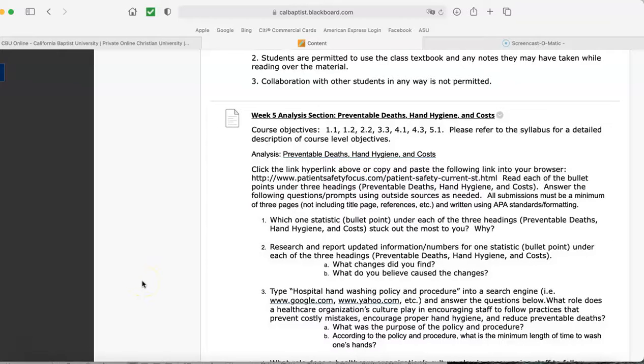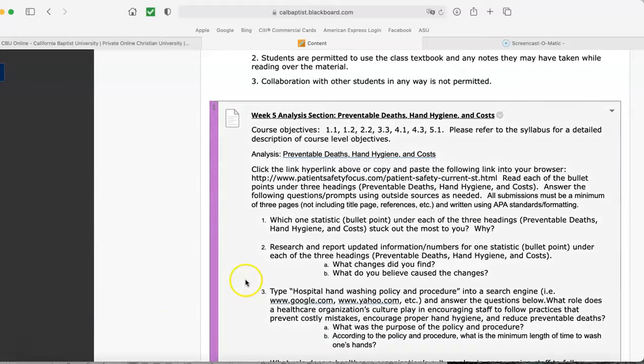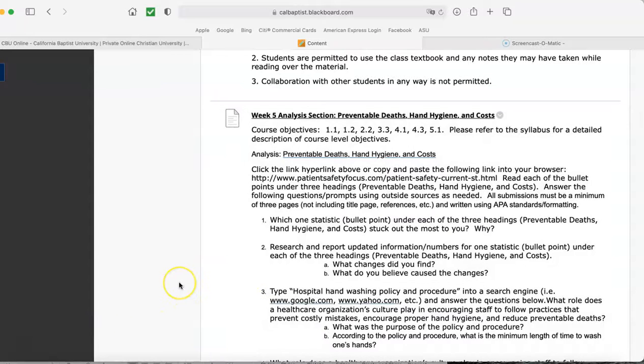Which one statistic bullet point under each of the 3 headings stuck out the most to you and why? Research and report updated information numbers for one statistic under each of the 3 headings. What changes did you find? What do you believe caused the changes? And then 3, type hospital hand washing policy and procedure into the search engine, Google, Yahoo, wherever, and answer the questions below.